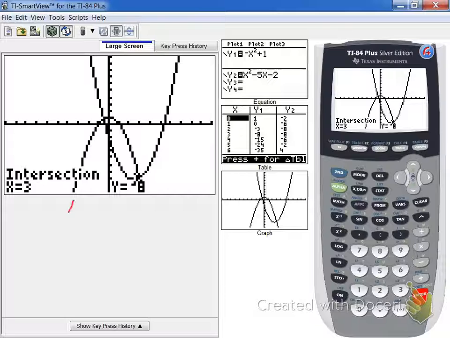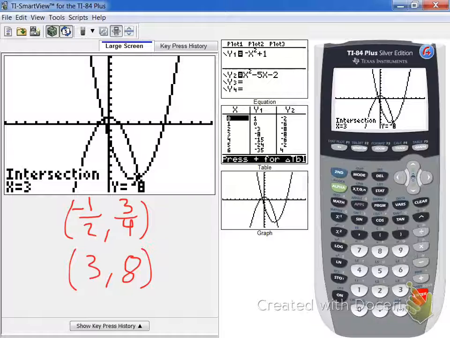So our two intersections were negative 1/2, 3/4, and 3, 8. That concludes this demonstration on how to use the TI-84 to find the solution to a system of either a line and a parabola or two parabolas.